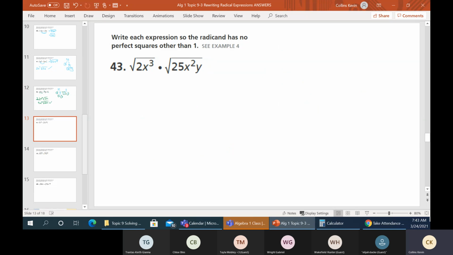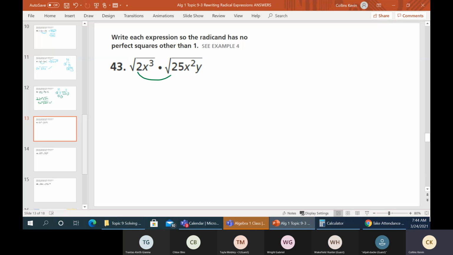Okay, so you want to do this one individually, or you want to multiply them first? Your call. You want to multiply them? Okay. We can do that.